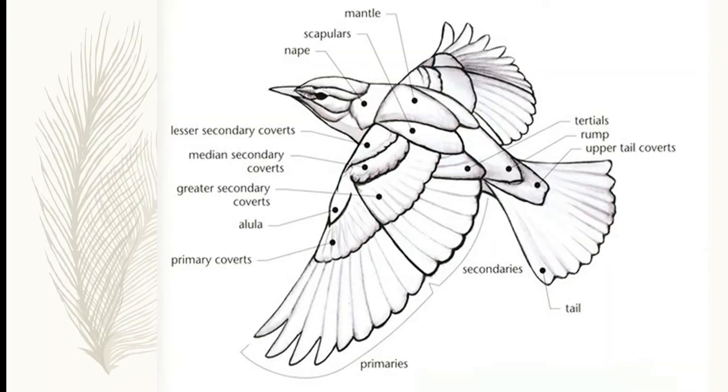Okay, let's talk about flight here. So now we're looking at flighted birds, so therefore we're looking at contour feathers. And we have these ones called the primary feathers right here, all contour right there, okay?